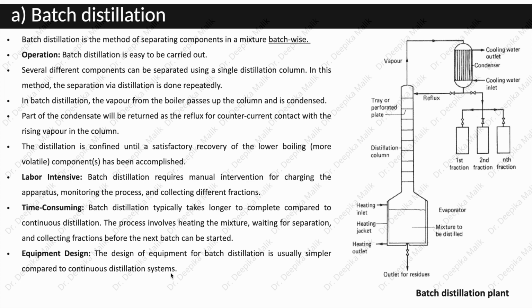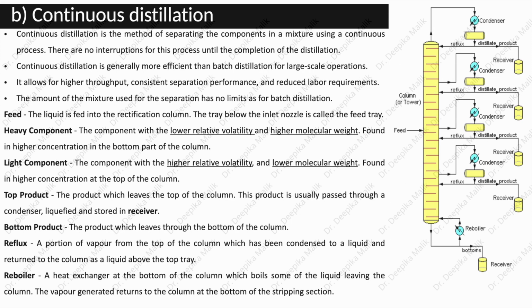So the important thing to note here in the diagram is that we have one condenser which is carrying out the separation and helping in collecting different fractions. Whereas continuous distillation is the method of separating components in a mixture using a continuous process. There are no interruptions for the process until the completion of the distillation.